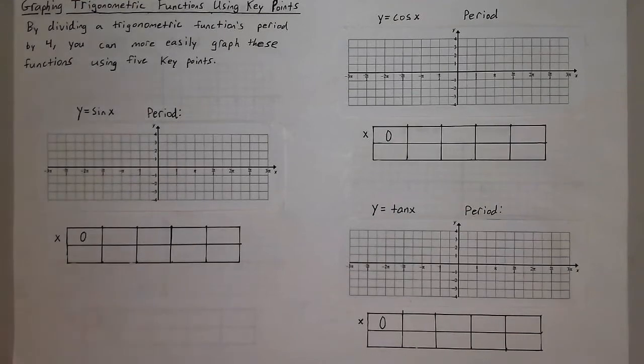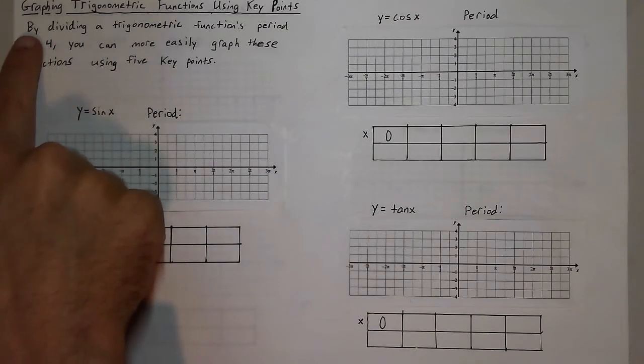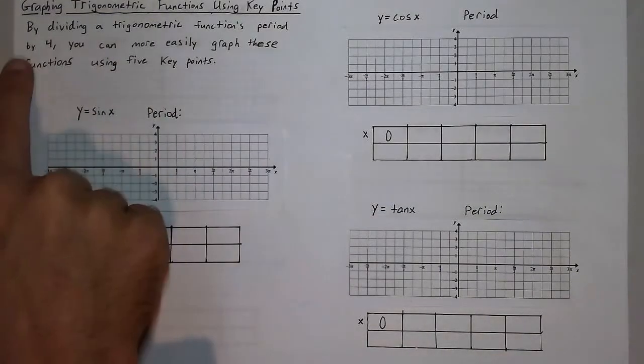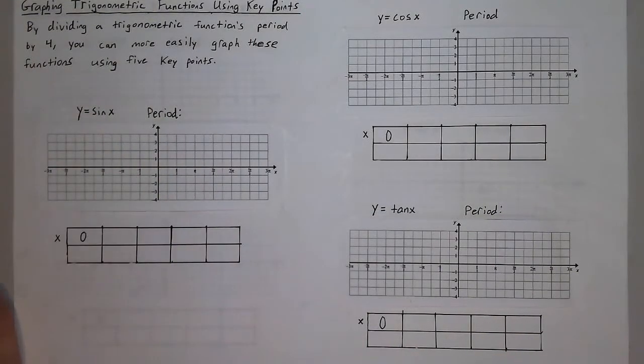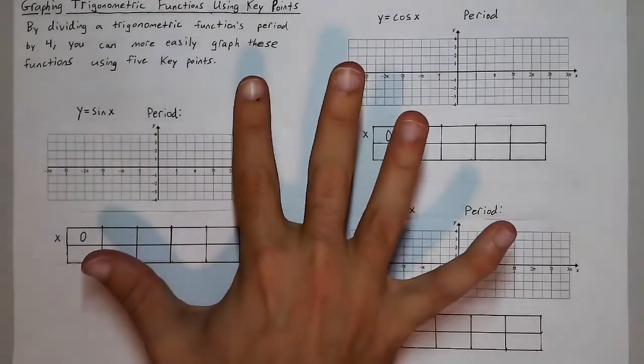In this video, we're going to learn how to graph the trigonometric functions using key points, which is really the ideal way to graph these by hand. Now, what I mean by this is we're going to take a trigonometric function's period and divide it by 4 so we can more easily graph them just using 5 key points.